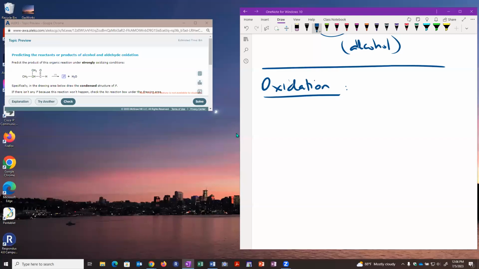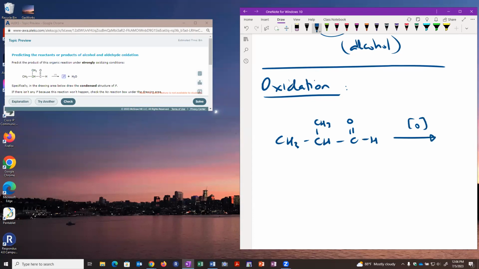All right, so now we're taking a look at some general types of reactions, so oxidation and reduction. And when it comes to oxidation and reduction, that's going to depend on the molecule that we're starting with. So here we're given a structure that looks like this. So we need to identify what family this belongs to and what we're doing with it.